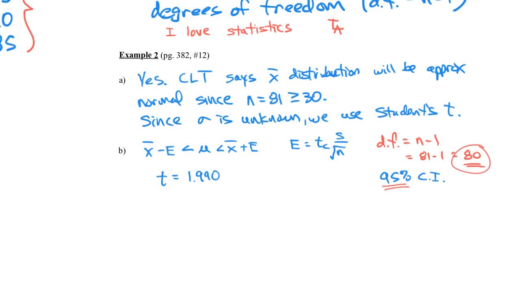So we can say that E is equal to 1.990, and it said in the problem that the sample size of 81 has a sample mean of 20 and a sample standard deviation of 3. So they told us that S was 3, and that the sample mean was 20. Okay, so N is 81.